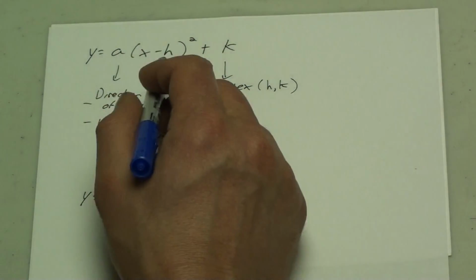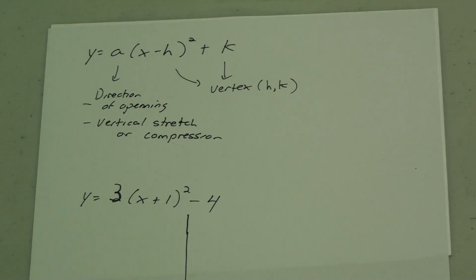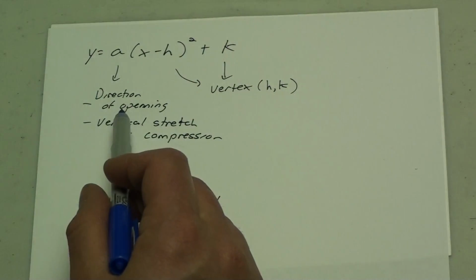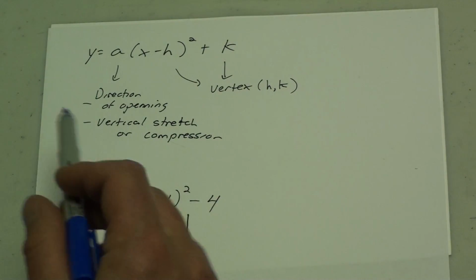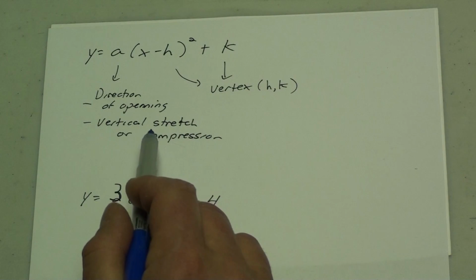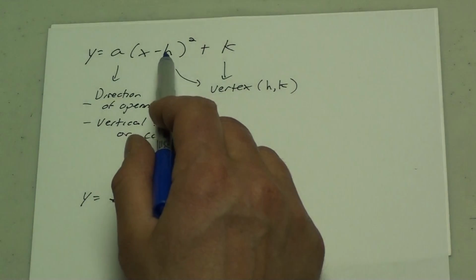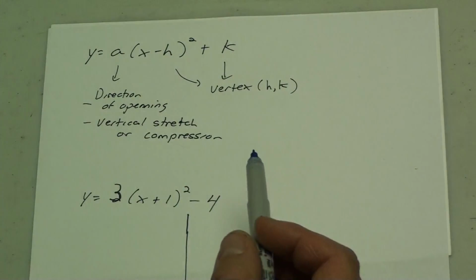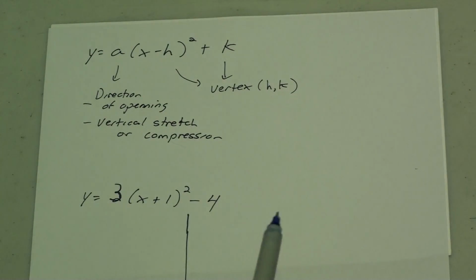Let's bring it all together. There are 3 movements we went over. The a value in front changes the direction of opening, tells you it's opening up or down, and it's your step pattern multiplier, or your vertical stretch or compression. The brackets and the plus value afterwards tell you where your vertex is, or where you're starting from.